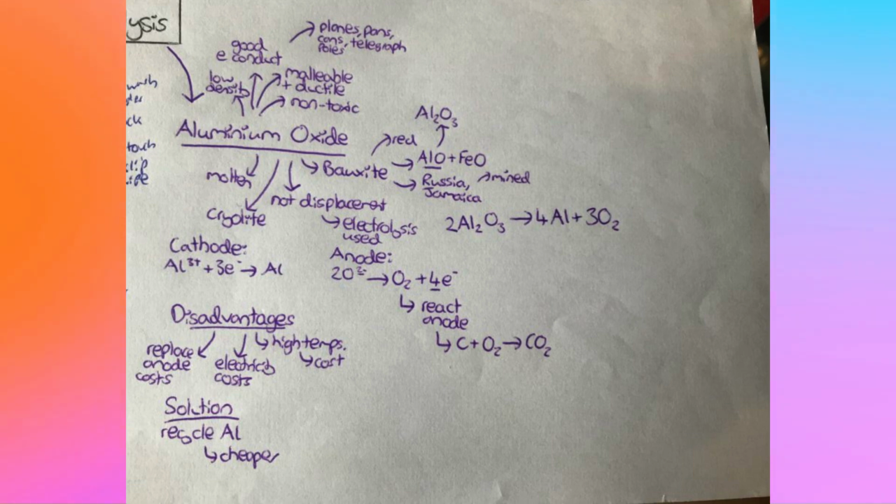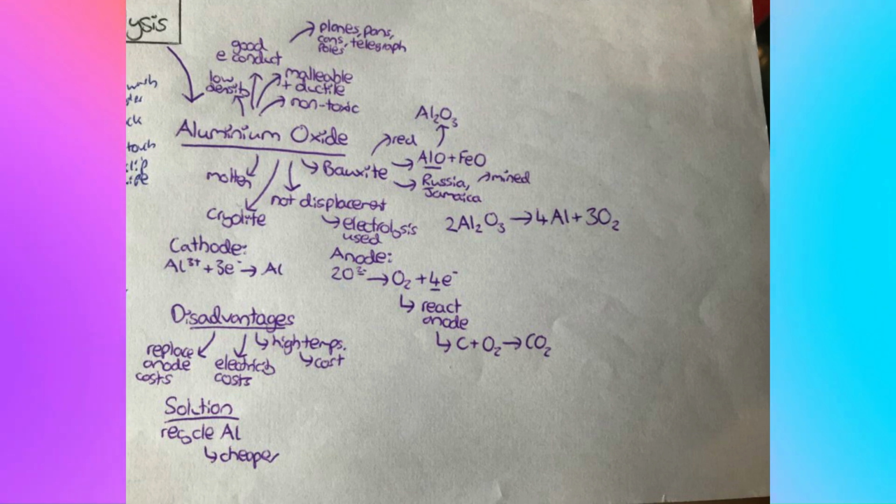The overall equation for the reaction, which I suggest you learn, is that 2Al2O3 makes 4Al plus 3O2. Why do we want aluminium anyway? Well, it's got some useful properties. It has low density, it's a good electrical conductor, it's malleable and ductile, it's non-toxic, and that means that we can use it in planes, pans, cans and telegraph poles.